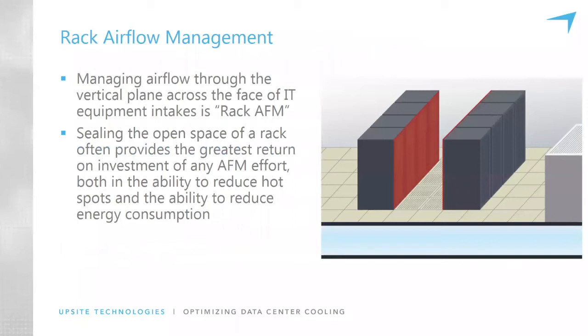Rack airflow management is managing the airflow through the vertical plane across the face of IT cabinets. There's a lot of misconception in the industry that it's necessary to have side panels and prevent air from flowing side to side through the cabinets, or some people have even installed blanking panels on the backs of the cabinets. There are very rare cases where that might be a good idea, but generally, airflow really only needs to be managed at that front vertical plane across the face of the equipment. There should be no opening in this vertical plane all the way down to the floor, except for the openings in the inlets of IT equipment.